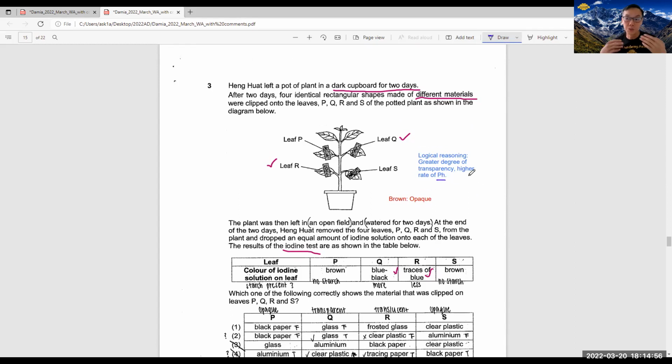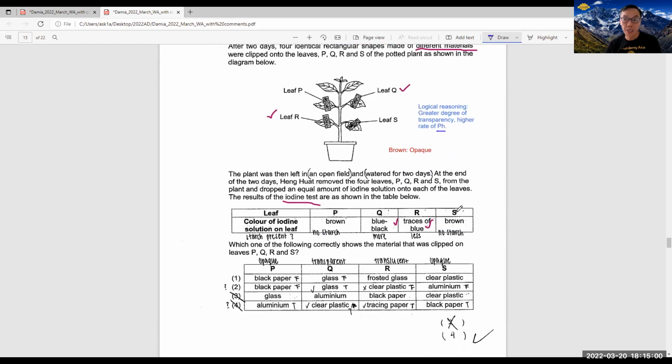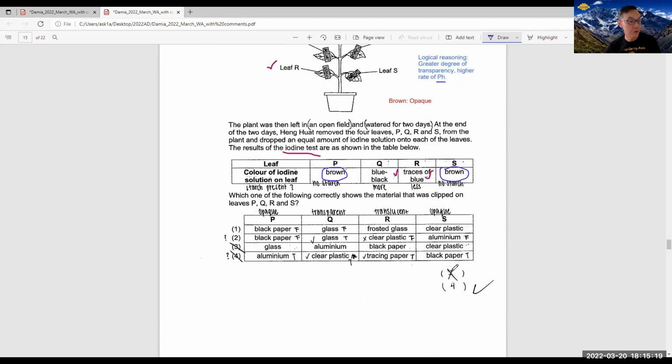So the student got to know the starch test. So in the presence of starch, brown iodine will turn dark blue or blue-black. So you can see if it remain brown, it means no starch is present. That means the material covering leaf P and leaf S must be opaque because no starch is present. So logically, the answer is option 4. So can you see here, aluminum is opaque and the black paper is opaque.